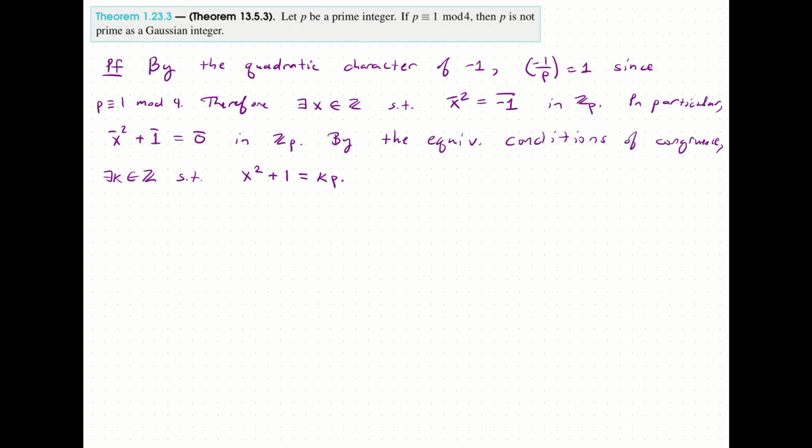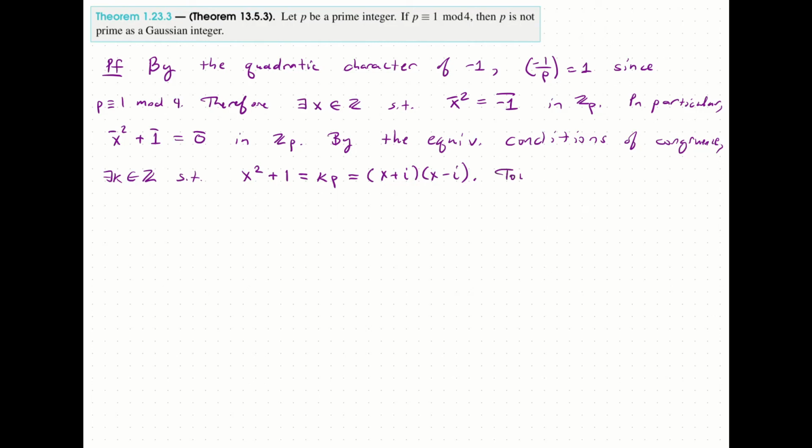We have x squared plus 1 equals k times p, but we are working over the Gaussian integers. And we can factor x squared plus 1 as x plus i times x minus i. And so we have this statement right here. And so what we want to show is that p is not a Gaussian prime. So now let's go ahead and do this by contradiction.